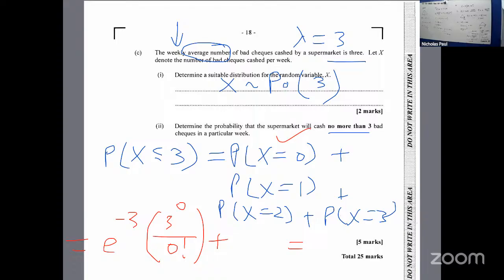Yeah, lambda is 3. Yeah, Chelsea? Lambda is 3. And this question, they want X less than or equal to 3 as well. Oh, I said 5 by mistake, sorry. The weekly average number of bad checks cashed by a supermarket is 3. So lambda is 3. Work it out.